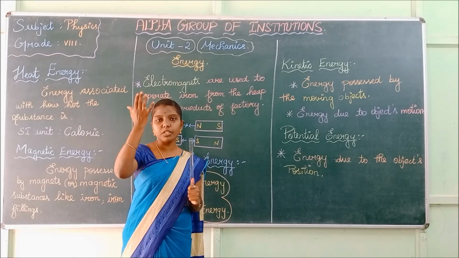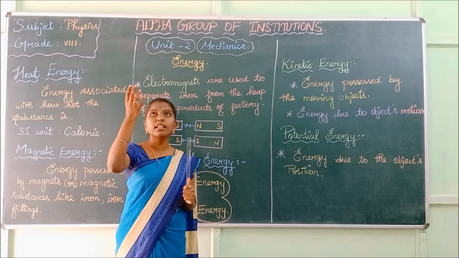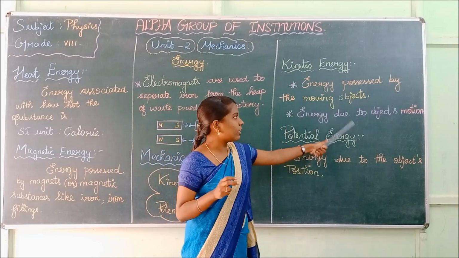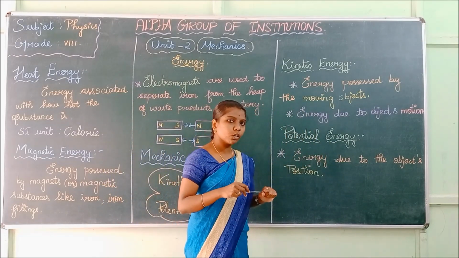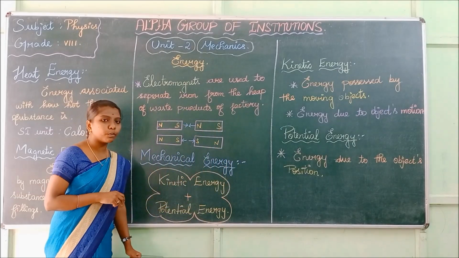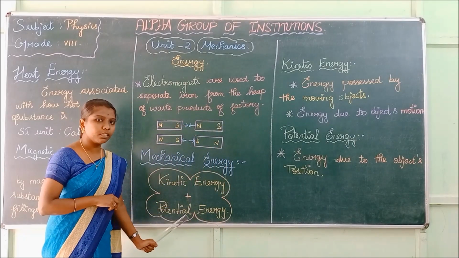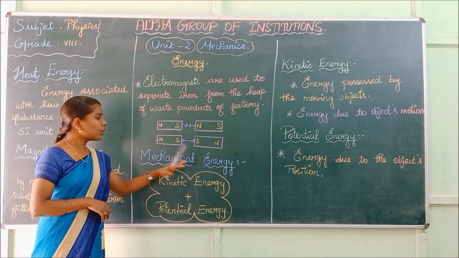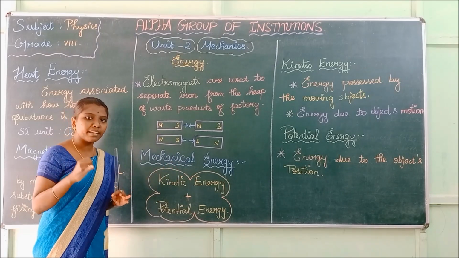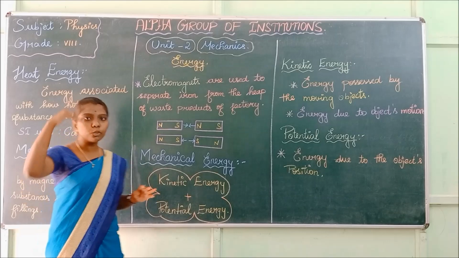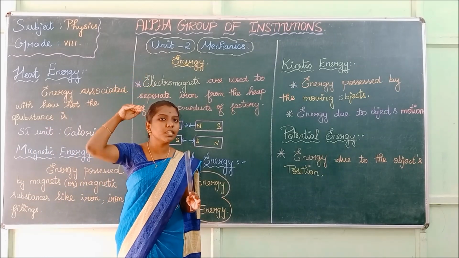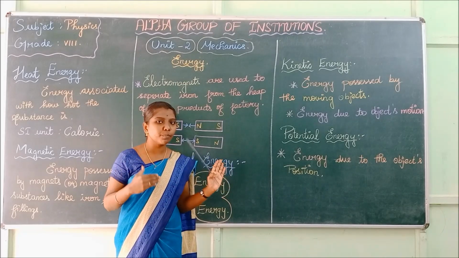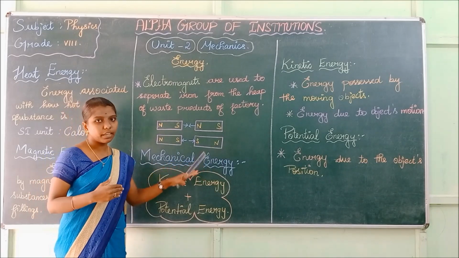If you throw a ball upwards, what happens? The ball moves to a height, right? Then the ball is said to possess potential energy. The moving ball is said to possess kinetic energy. Now the sum of kinetic energy and potential energy is mechanical energy. For example, a bird flying. The bird that is flying in the sky possesses mechanical energy. It contains both kinetic energy and potential energy. It is flying to a height, right? That is potential energy, and the bird is moving. That is kinetic energy. So the sum of kinetic energy and potential energy is said to be mechanical energy.